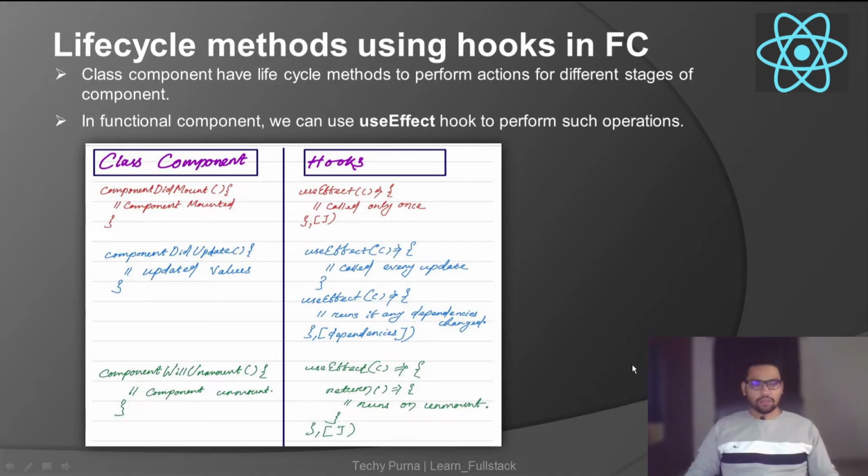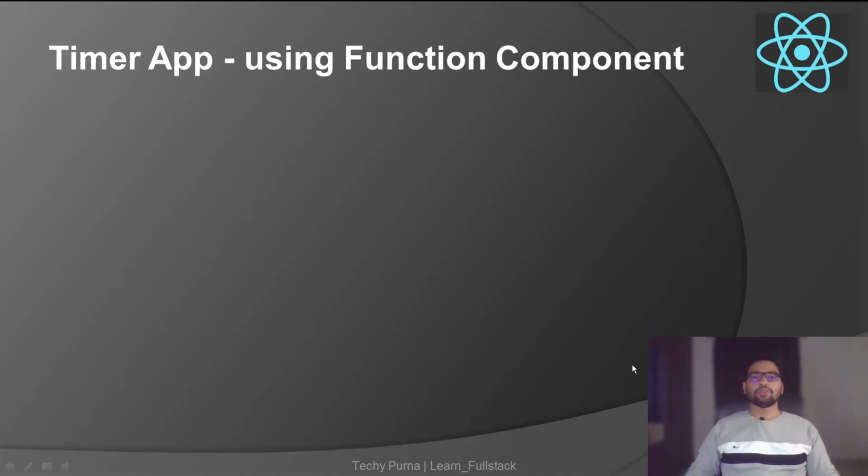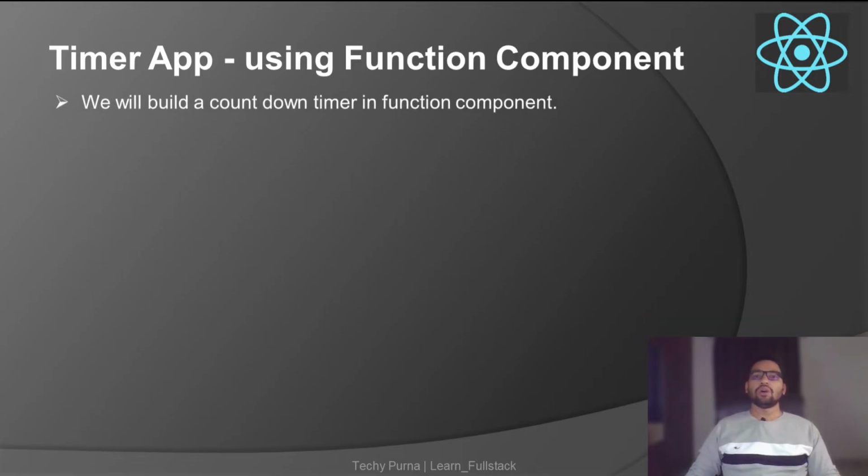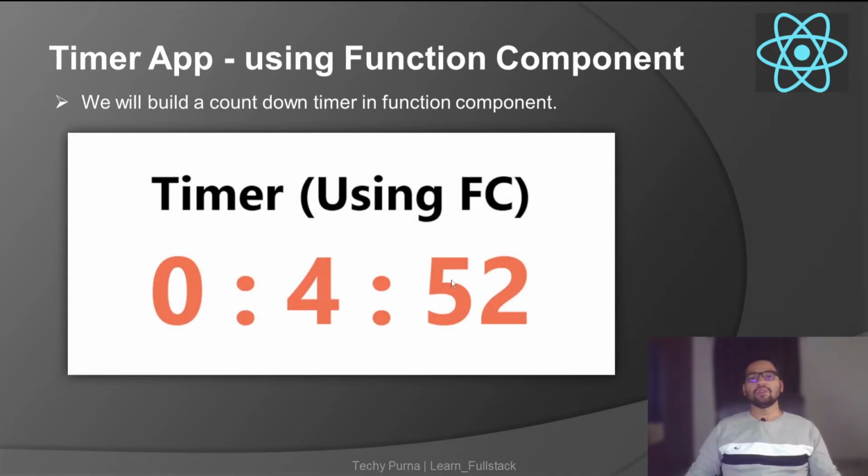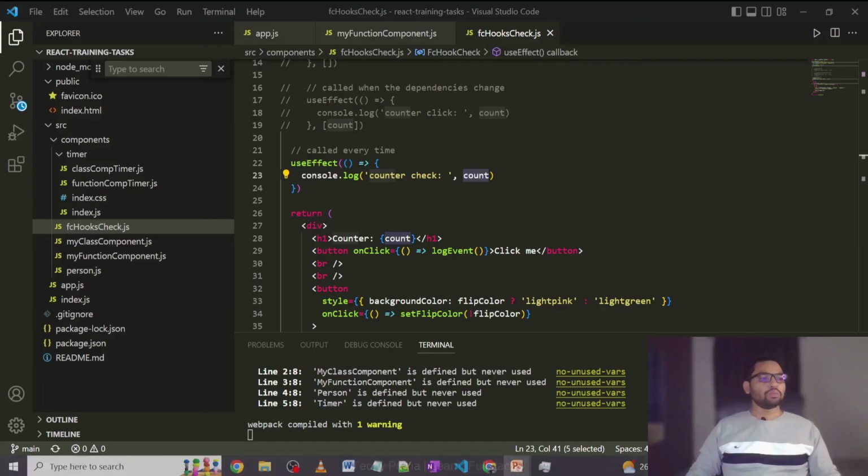So let's move to the next slide. Yeah, so here we'll be building a countdown timer app using the function component. So basically we are going to update that existing class component timer to a function component, so that it will be very easy for you guys to see the difference. Okay, this is the timer that we are going to build. The header would be Timer using FC, and this is hours, minutes, and seconds. Okay, so let's go to Visual Studio Code.